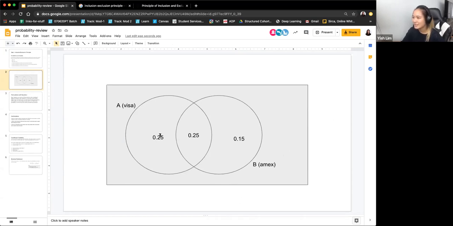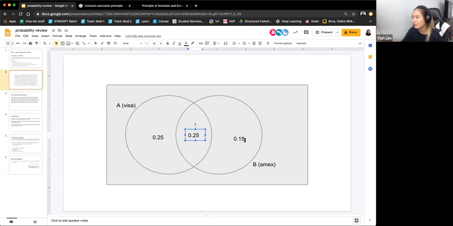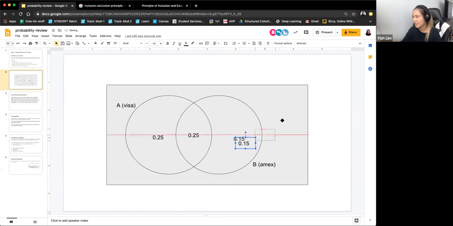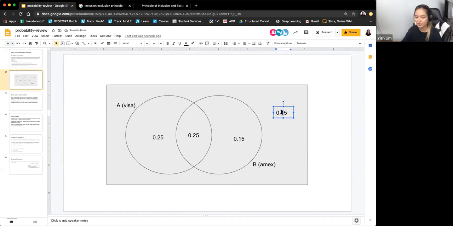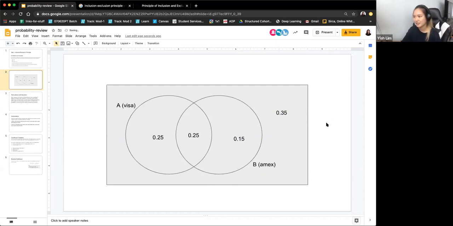And so let's add these up really quickly. So 0.25 plus 0.25, 0.5 plus 0.15, 0.65. That means what is not in here, which means the people who are neither Visa or Amex, would be 0.35. And I like to have it set up such that everything already sums up to 1. So it just makes all the future calculations so much easier to compute. So you can see 0.25, 0.25, and these all will add up to 1.